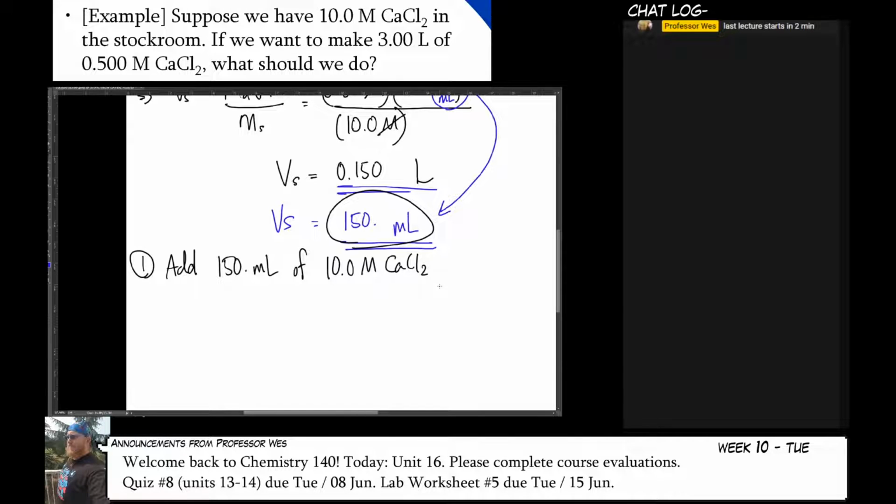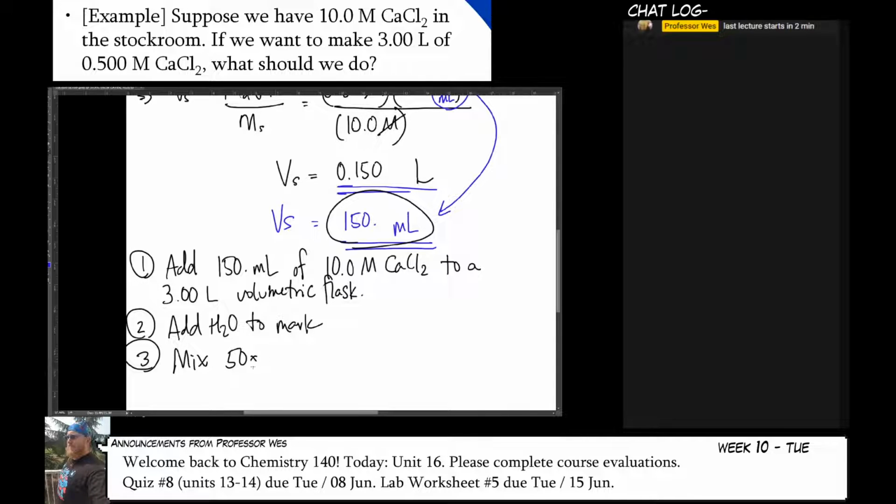Where does it go? Do we dump it in the sink? Do we throw it in the air? No, we put it in a 3-liter volumetric flask. Then we just do the rest of the steps just like we did before. So step 2 would be add H2O to the mark. Step 3 is to mix well, 50 times. And then, of course, step 4 is enjoy.